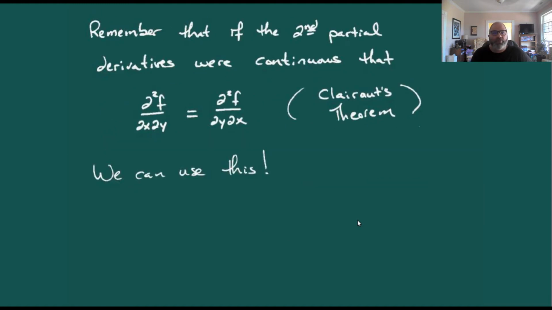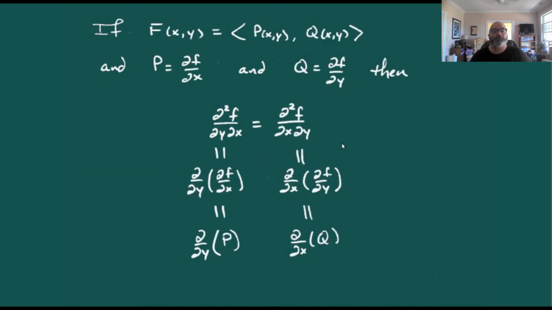Okay. So remember that if the second partial derivatives were continuous, then the mixed partials were going to be equal to one another, and that was Clairaut's theorem. This is an awesome property, and it's really the basis of what we're going to use as a quick calculation test to see if this is going to work.